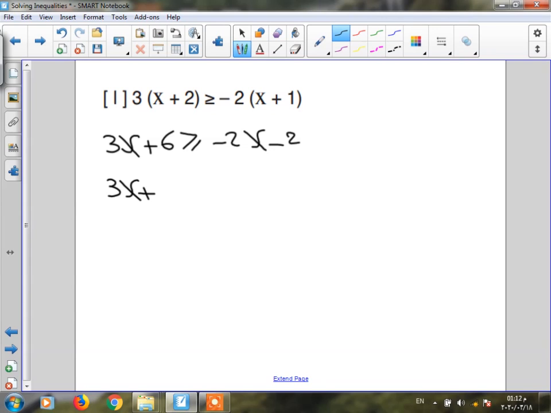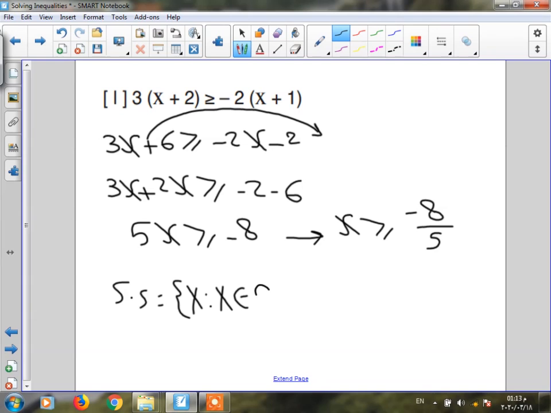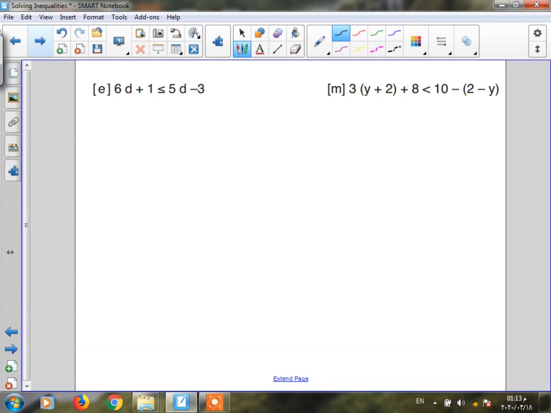3x plus 2x more than or equal, take 6 to the other side by negative, negative 2 minus 6. 3x plus 2x equals 5x, more than negative 2 minus 6 equals negative 8. Take 5 to the other side. x more than or equal negative 8 over 5. So the solution set will be x such that x belongs to Q and x more than or equal negative 8 over 5.